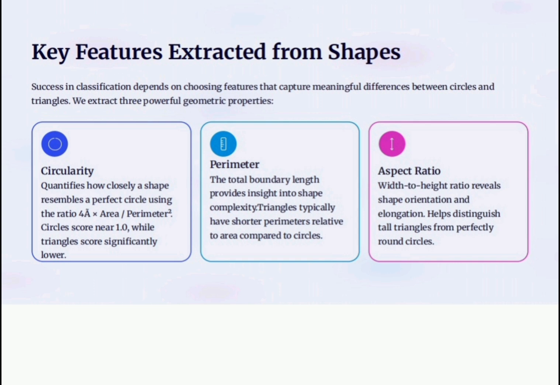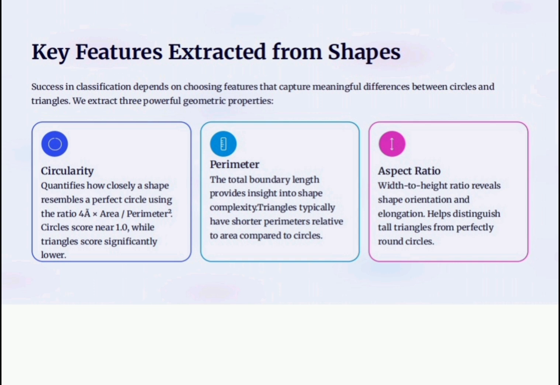Section 2. Extracting key shape features. To teach a machine the difference between these shapes, we focus on three powerful geometric features. 1. Circularity. Circularity is a mathematical measure that tells us how close a shape is to a perfect circle.